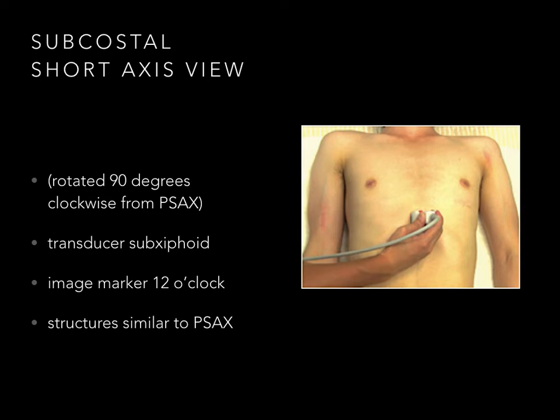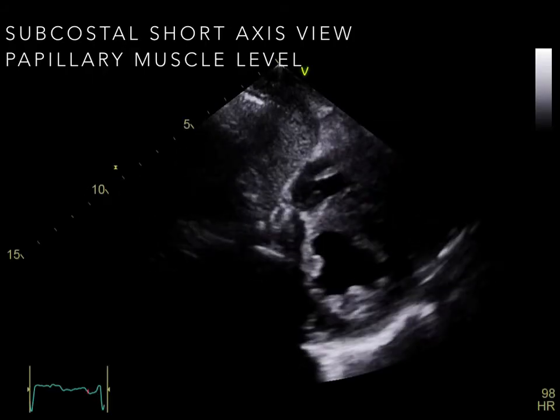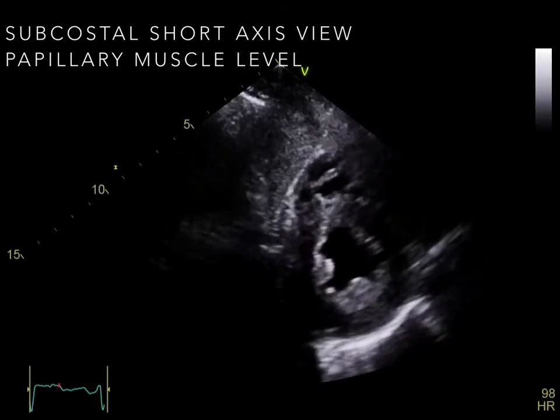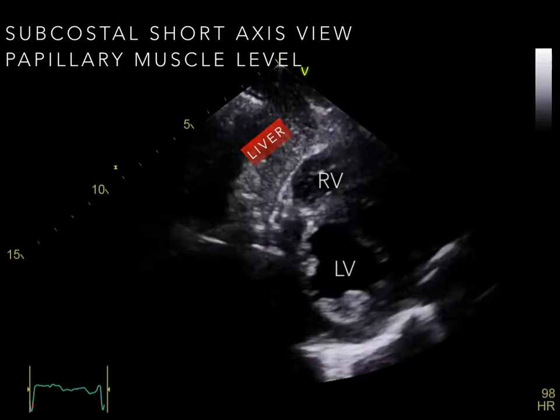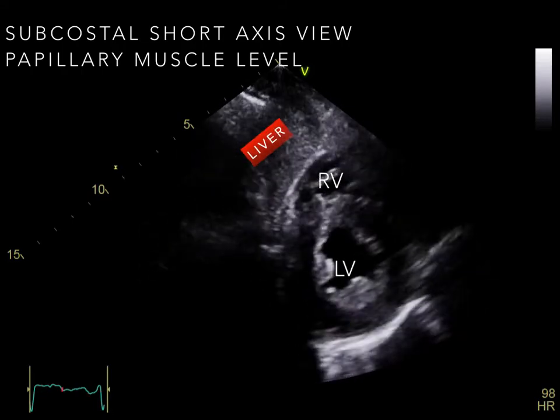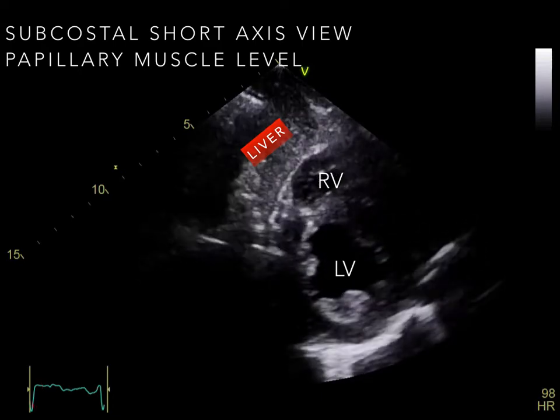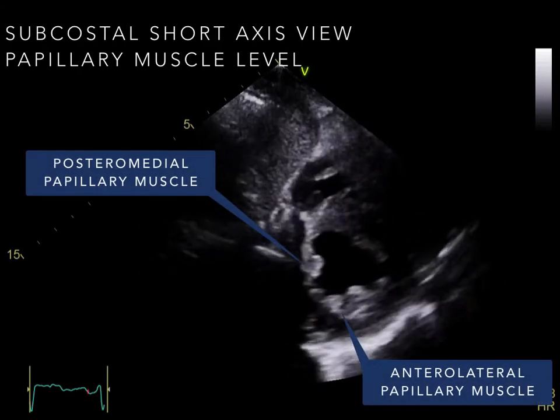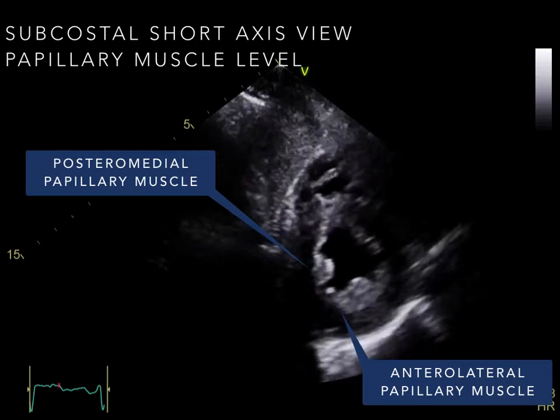For the subcostal short axis view, the transducer is in the subxiphoid position with the image marker in the 12 o'clock position. This image is similar to the parasternal short axis view with a 90-degree rotation clockwise. Most proximal to the probe is the liver. The LV appears as a circular structure with the 2 papillary muscles.